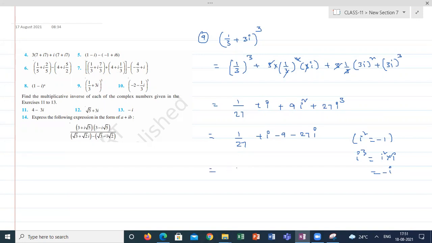So I'm collecting the real parts and imaginary parts. 1 by 27 minus 9. If I'm taking i, minus 27i, minus 26i. What is the value of 1 by 27 minus 9? 1 minus 243 by 27, minus 26i. Am I right? Yes, sir. So this will be minus 242 by 27 minus 26i. Hope I am writing in a proper way. Is it right?